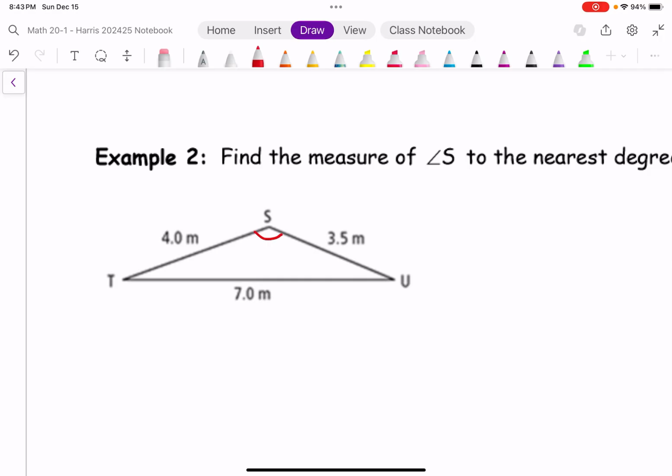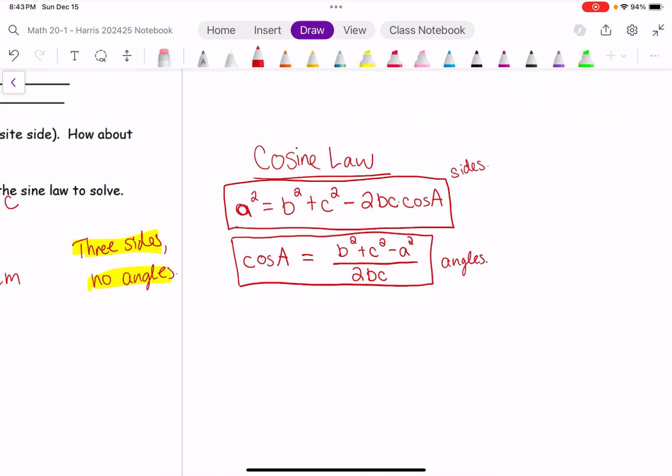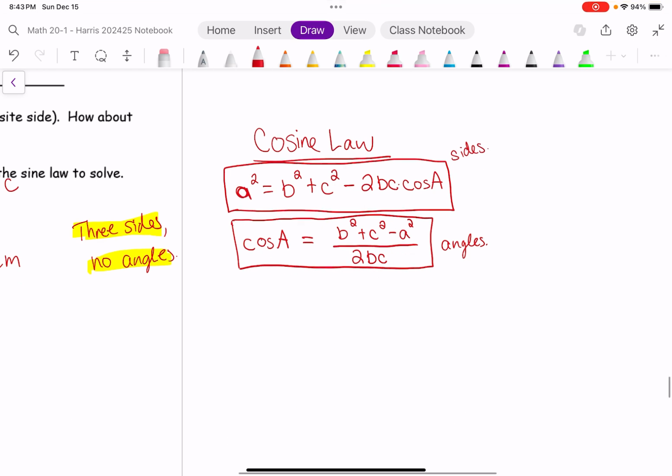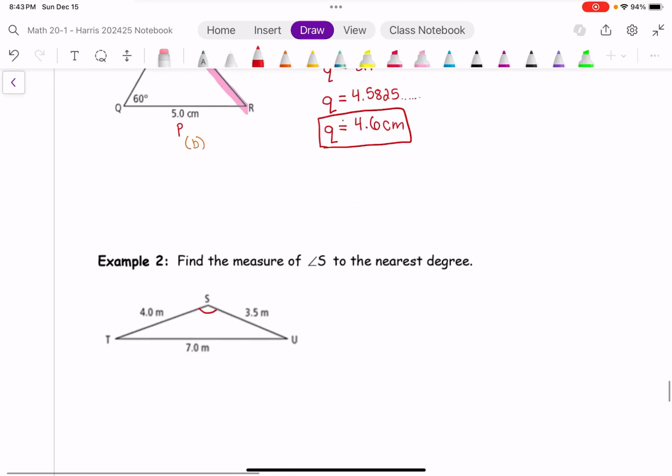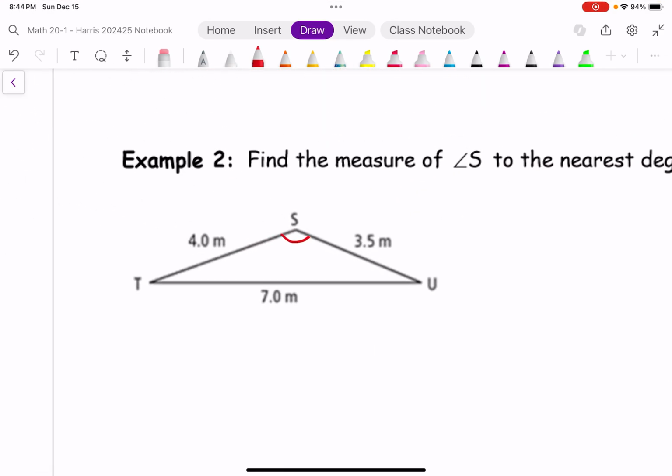So I'm looking for this angle here. I've been given 3 sides, but because I'm looking for the angle, I'm going to use the second formula for the angles, which is up here. Cos of A is equal to B squared plus C squared minus A squared all over 2 times B times C. So A is going to technically be my S here, because this is the angle that I'm looking for.